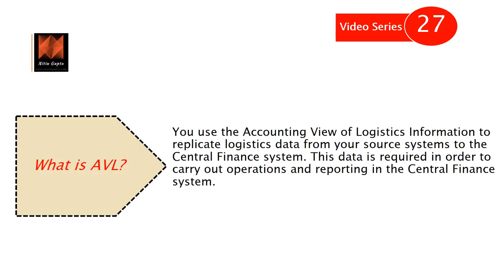What is AVL? A very important question, and I will not say the complete long name again and again. Accounting view of logistics information, I will say AVL. AVL is used to replicate the logistics data from your source system to the central finance system, and don't take it as a real replication. I will explain what it is. This data is required in order to carry out operations and reporting in the central finance system. A lot of the time in the CFIN system you require logistics information. So this is just a view from an information perspective, not a real replication from movement of table data.